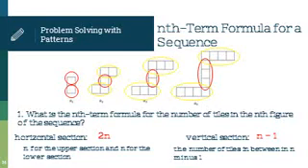Doon naman sa second, that is 2 minus 1. So, meron tayong isa na nasa vertical section. Doon sa pangatlo na figure, that is 3 minus 1. So, meron tayong dalawa na nasa vertical section. At doon sa fourth figure, that is 4 minus 1, meron tayong tatlo na nasa vertical section.